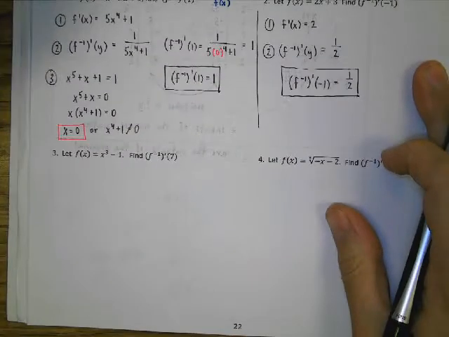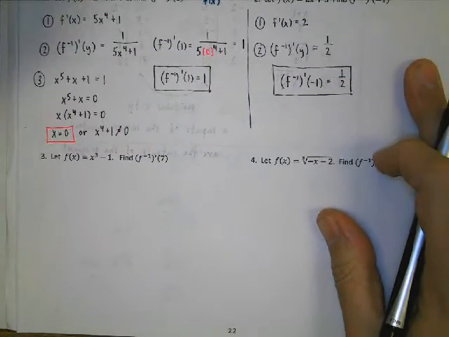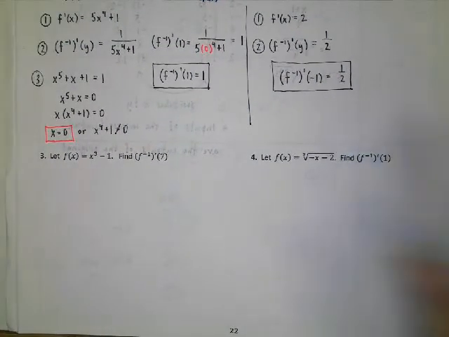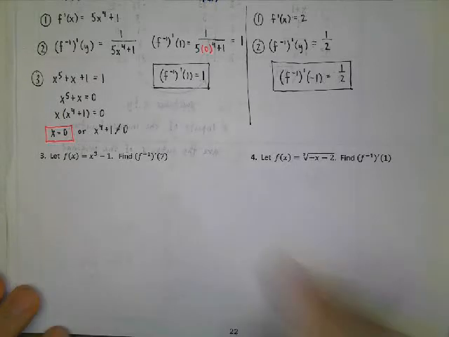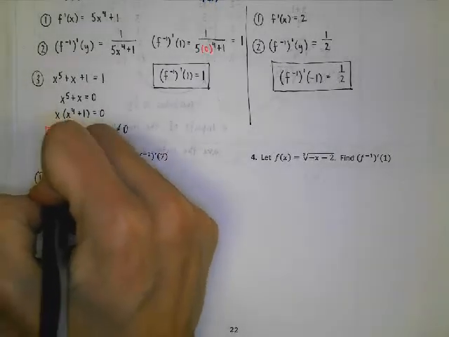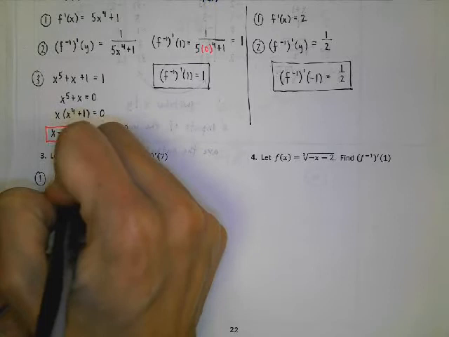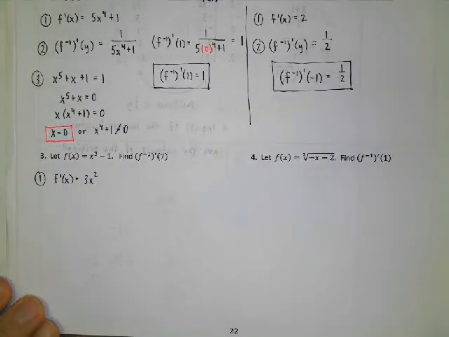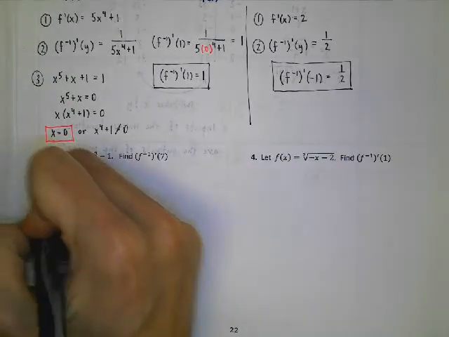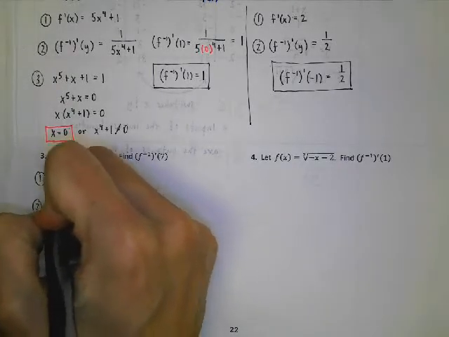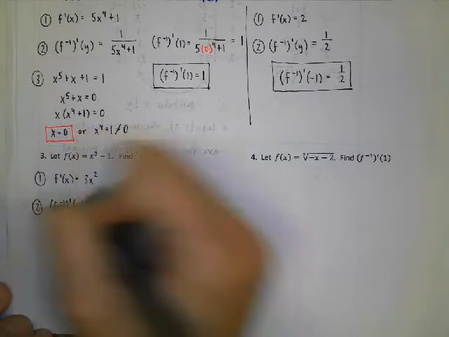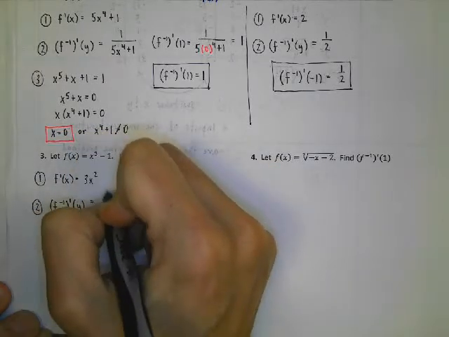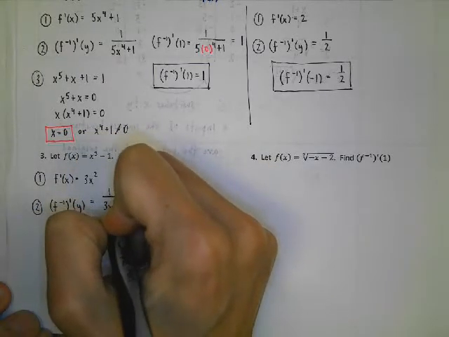All right, number 3, same process. And hopefully by repetition, this will become automatic, and you'll remember to go through these 3 steps. So step 1 is to find my derivative, which is 3x squared. Step 2, I know that the derivative of my inverse at the given value is 1 over f prime of x.